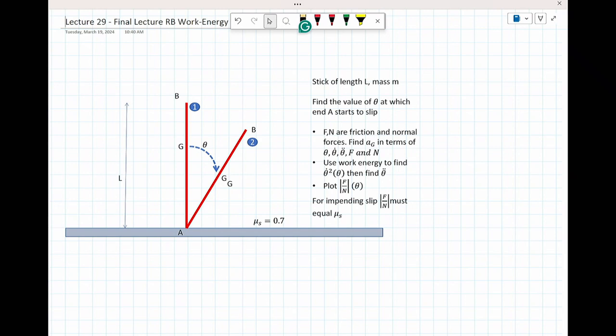So let's start with this one. I have a stick. It's length L, mass M, and I'm asked to find the value of theta at which the end A starts to slip. So force F and N are the friction and normal forces, theta, theta dot, theta double dot, F and N for acceleration G. Use work energy to find theta dot squared as a function of theta, and then find theta double dot, and finally plot force over normal as an absolute value.